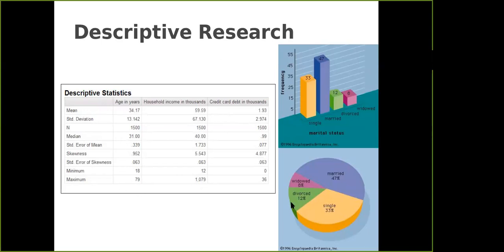When you see pie charts that have percentages or bar charts that have frequencies or counts, these are descriptive statistics. So this example of single, married, widowed, and divorced is just giving us a count in this particular population or sample of what those percentages are. It's not saying, well, the people who are single are more likely to do this, or this was associated with people having a higher probability of being married.